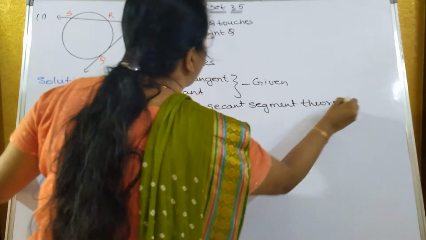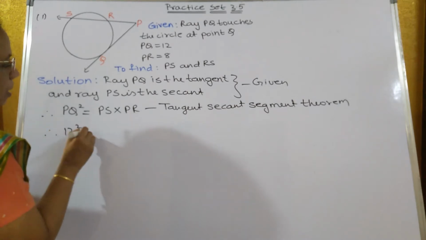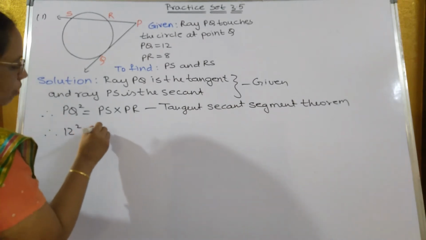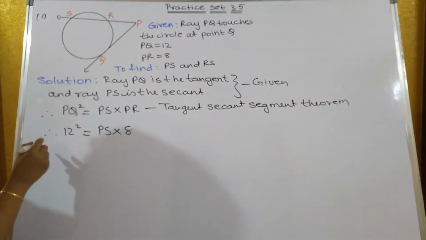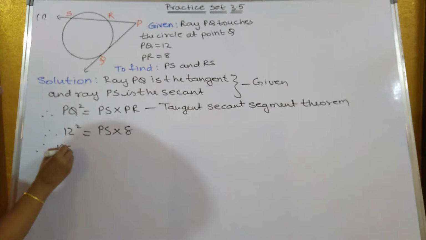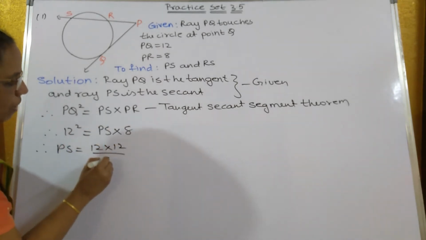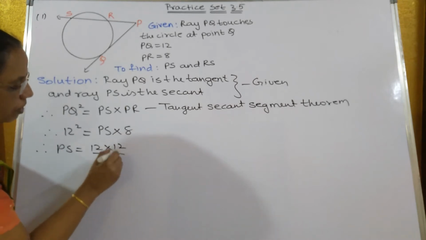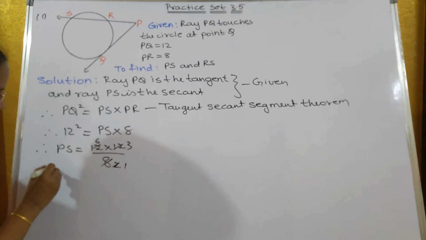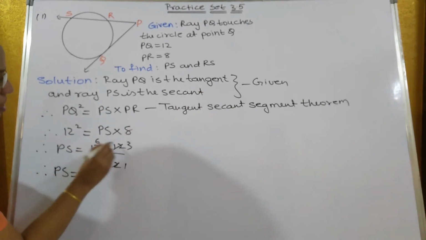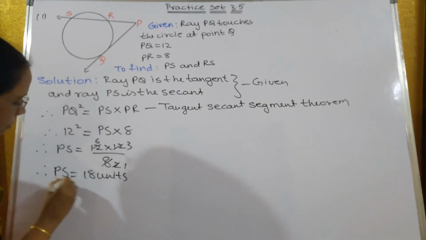Now put the values. PQ is equal to how much? 12 square is equal to PS, which we have to find out, and PR is equal to 8. Now bring this 8 over here. So you'll get PS is equal to 12 into 12 upon 8. It goes in 4's table. Therefore, PS is equal to 18 units. So we have got the value of PS.